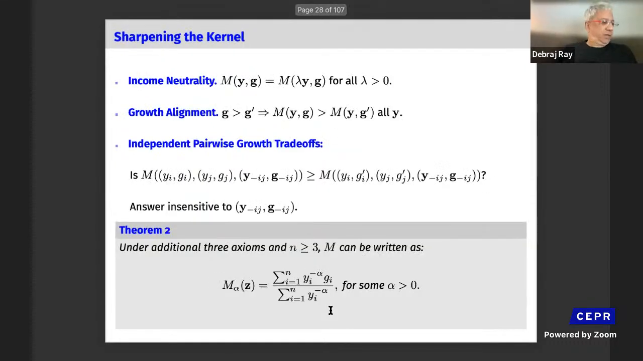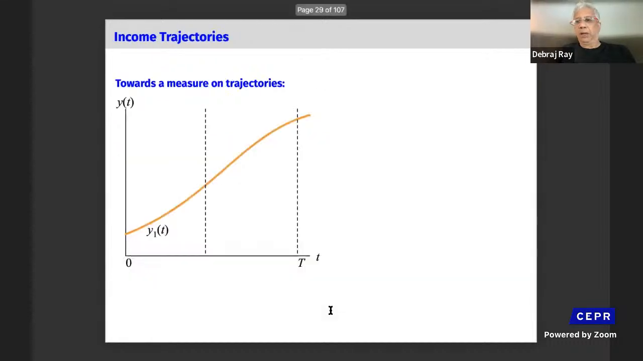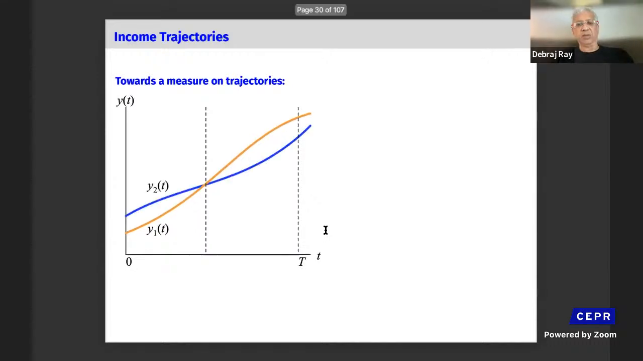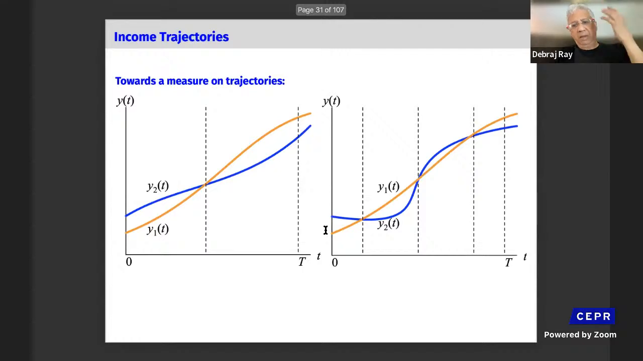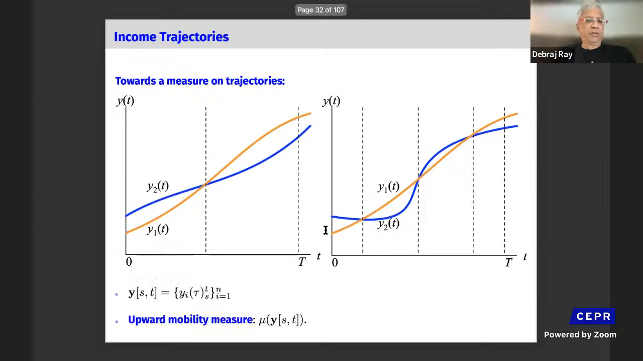Okay, so that is what the mobility kernel is all about. And now I want to move towards the kind of measure that the empirical researcher would be more interested in, which is the measure on trajectory. So what's a trajectory? Let's say 2 instants of time, 0 and t, and this orange line just tells you what income is for a particular person between 0 and t. Here's a blue line which tells you what it is for some other person between 0 and t. And now here's another, more complicated one where the blue line becomes poorer and then richer and so forth.